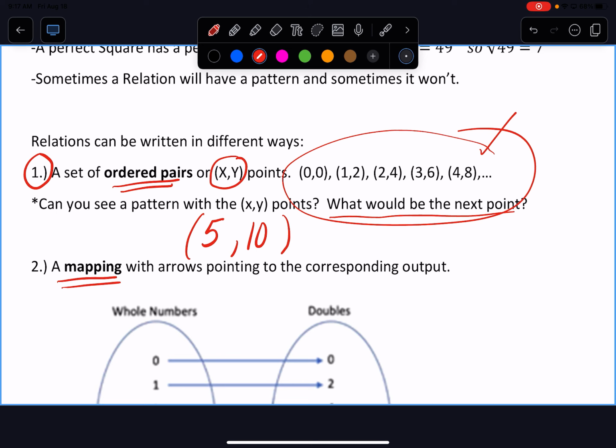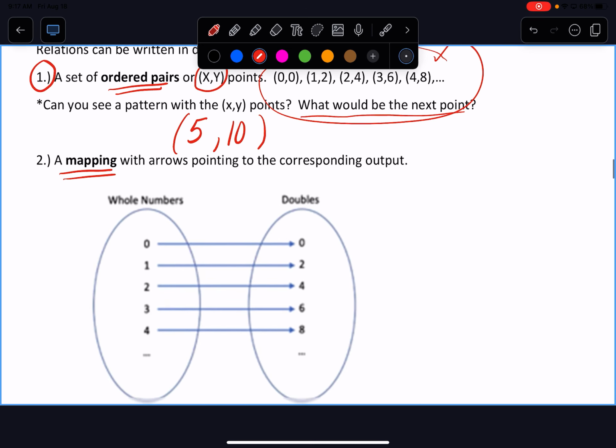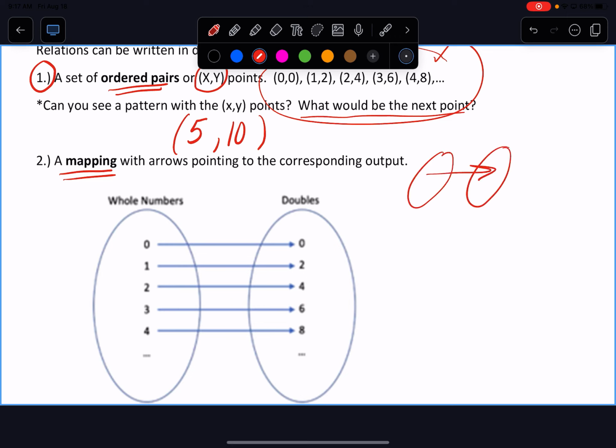Moving on to the word mapping. I would write down in your notes, mapping is the circle thing. Draw a circle with an arrow. Mapping is a circle thing. It's just writing x, y points in a circle. It's kind of a hoop jump.